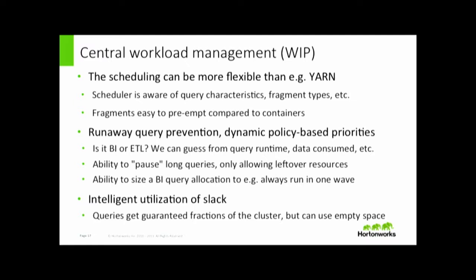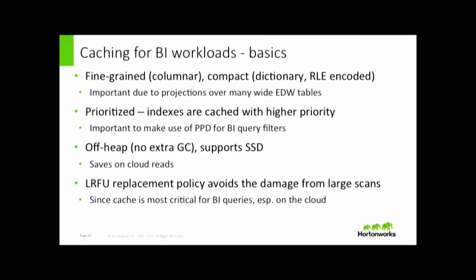So the second pillar of BI workload optimization, especially in the cloud, is caching. So let's talk a little bit about caching. We have a cache that's fully buzzword compliant. So it's columnar, it's pretty compact, and it's prioritized.